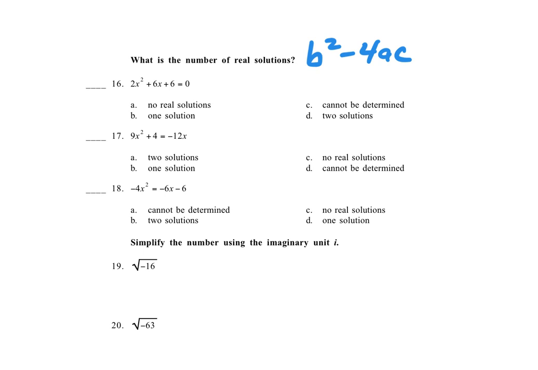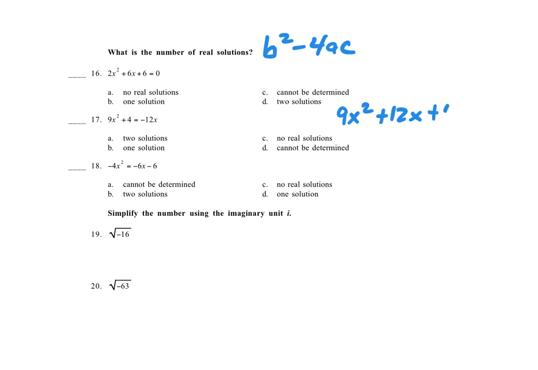Okay, so let's do one of these together here. Let's do number 17, just because the first thing you want to do here is just like when you solve an equation, you always want to set it equal to 0. So the first thing I'm going to do here is add 12x, and we want to put it in standard form. All right, and this is my A, my B, and my C value. And we're just going to put it into the b squared minus 4ac. So we're going to go 12 squared minus 4 times 9 times 4.